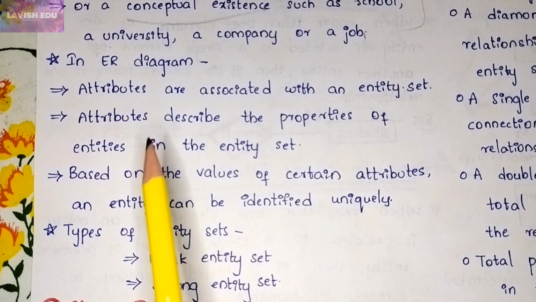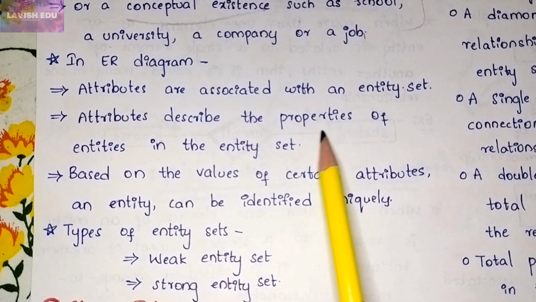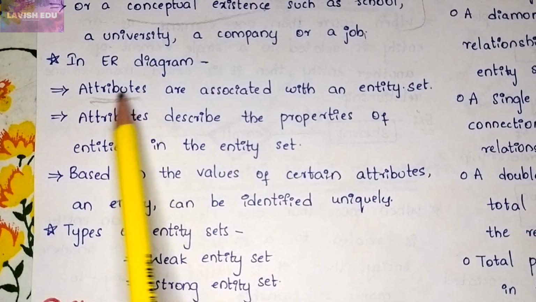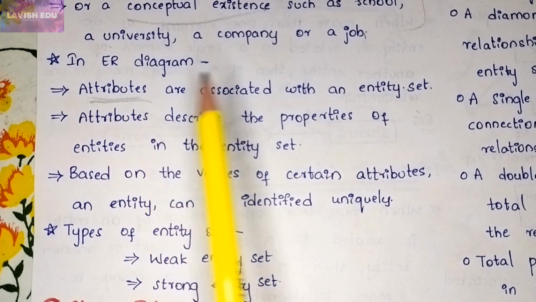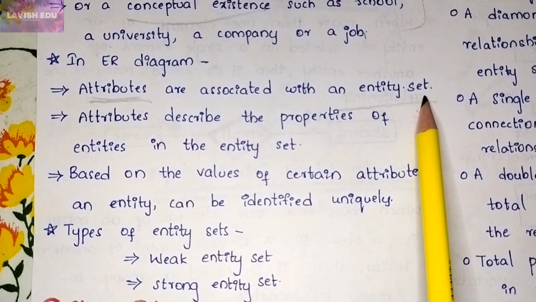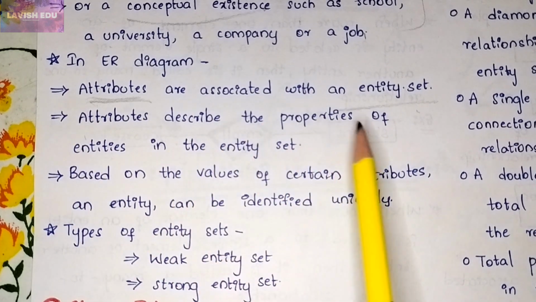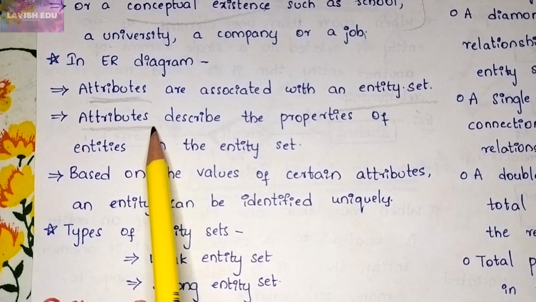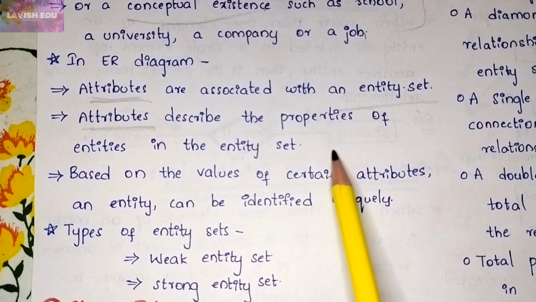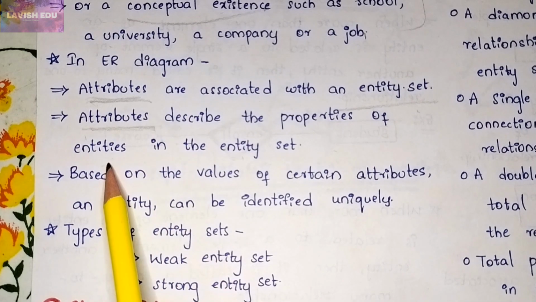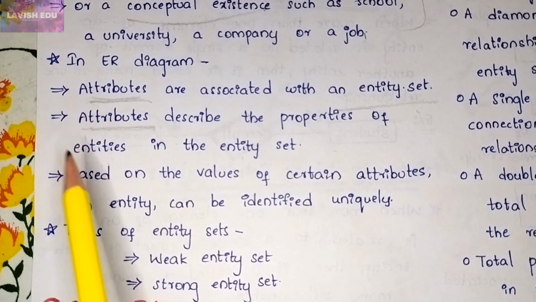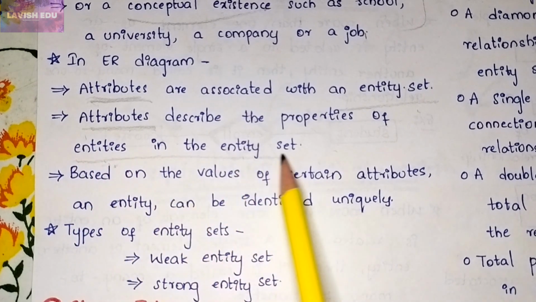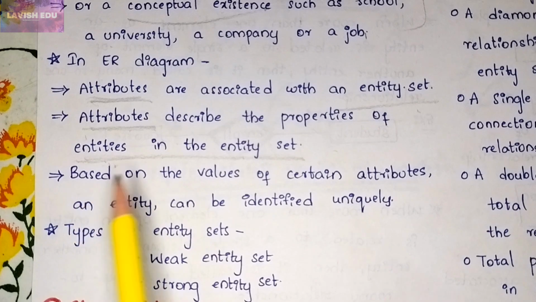Next, in ER diagrams, attributes are associated with an entity set. Attributes are nothing but the properties which define an entity. Attributes describe the properties of the entities in the entity set. They tell us what the properties of these entities are and how these attributes belong to these entities. This can be clearly seen in the entity set as well.